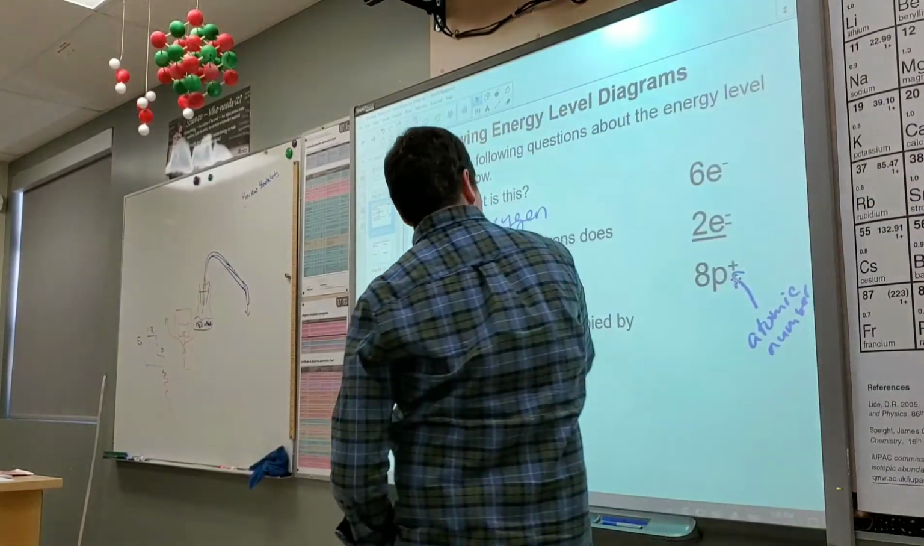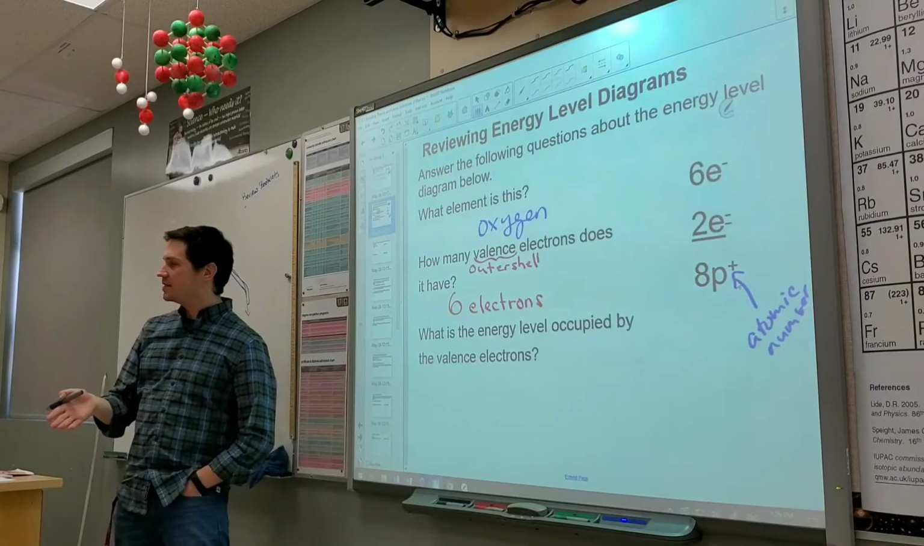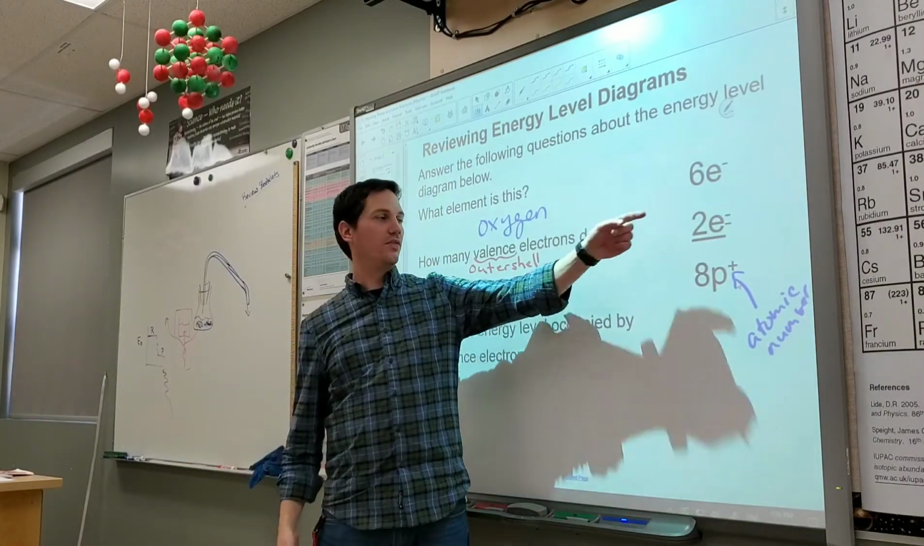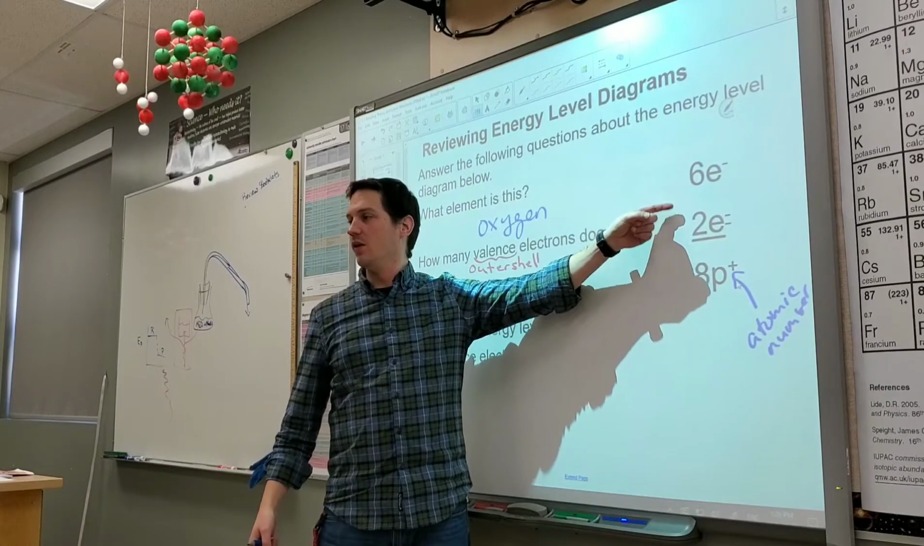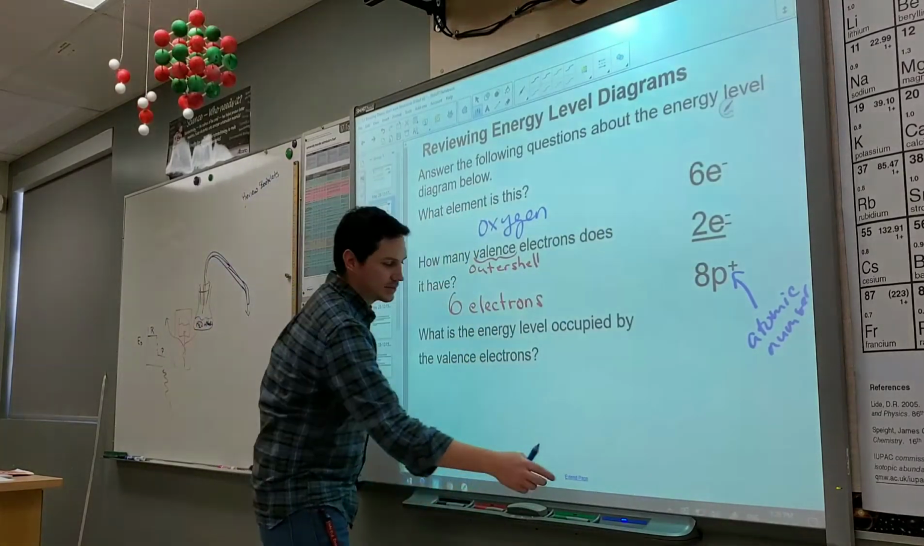Good. What is the energy level that's occupied by this valence electron? This is really easy. Is the valence shell the first energy level? No, it's the second energy level. That's all you had to say. It's the second energy level.